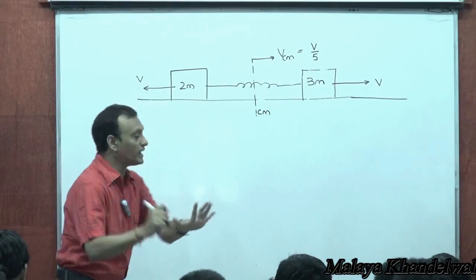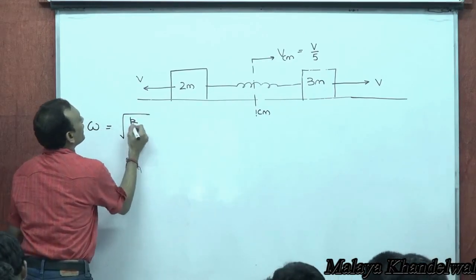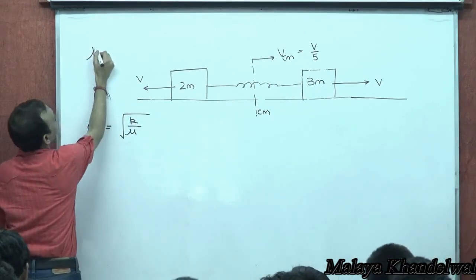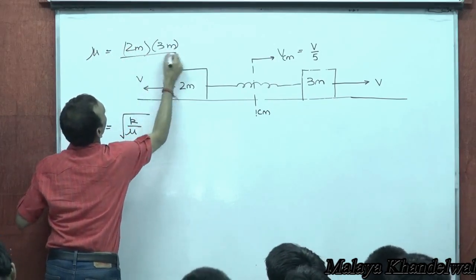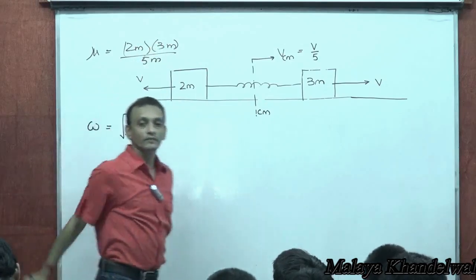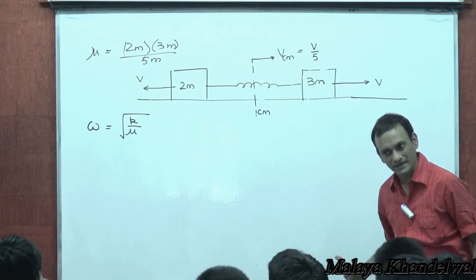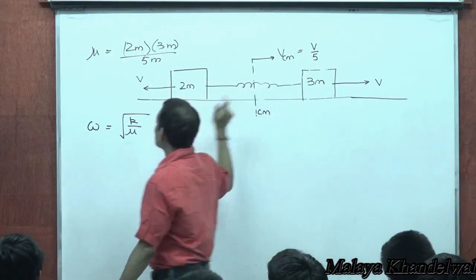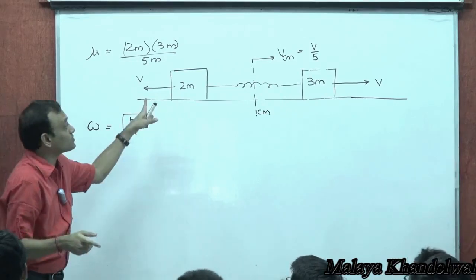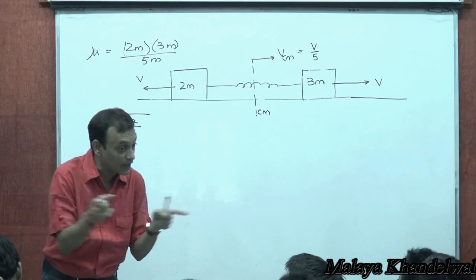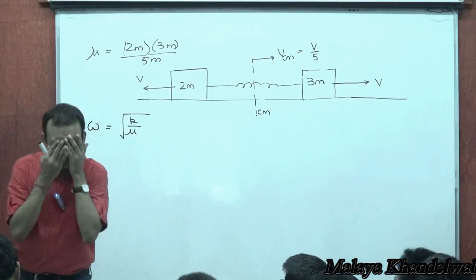And will execute oscillation with angular frequency omega equal to root k divided by the reduced mass of the system. In this case, the reduced mass of the system is 2m into 3m divided by 5m. 6m by 5 is the reduced mass of the system. Yes or no? M1 M2 by M1 plus M2. Right? k is the force constant. So the center of mass will perceive the two masses to still execute simple harmonic motion with angular frequency equal to root k by mu.